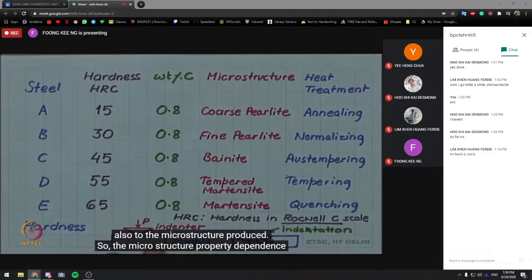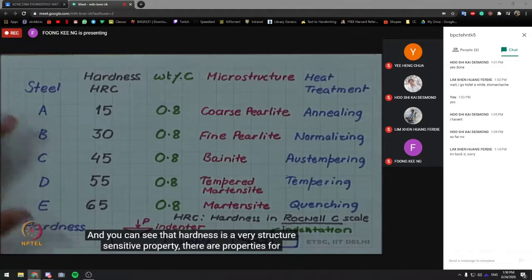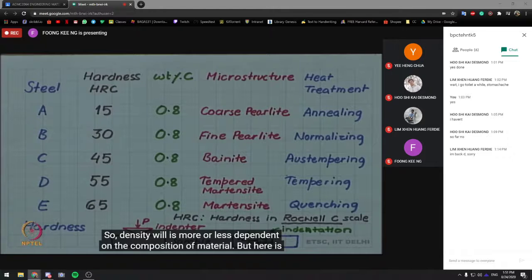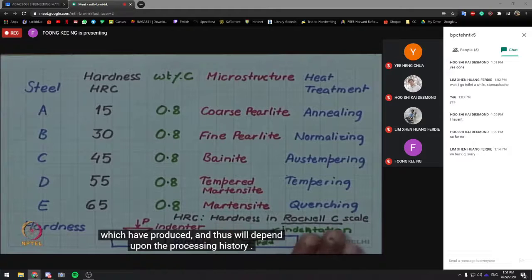The microstructure property dependence is central to material science, and in this sense this slide is very, very important, which is telling you it's not only the composition but also the treatment and the microstructure which is produced by the treatment is very, very important in determining the final property. And you can see that hardness is a very structure sensitive property. There are properties, for example, if we talk about the density, densities of these steels will not be very different. The density is more or less dependent on the composition of material. But here is a property, particularly mechanical property, even electrical property. Some of these properties are highly structure sensitive, and they will depend on the microstructure which have produced, and thus will depend upon the processing history.